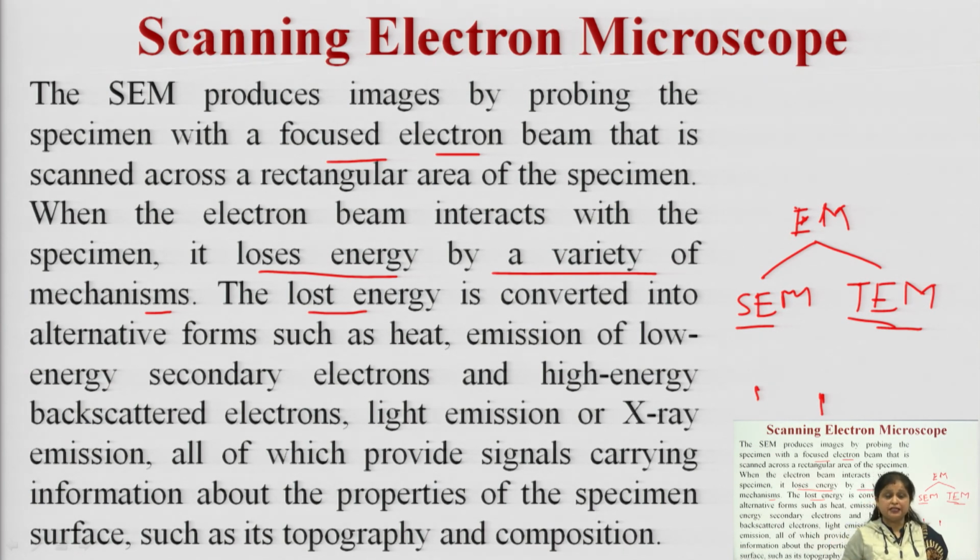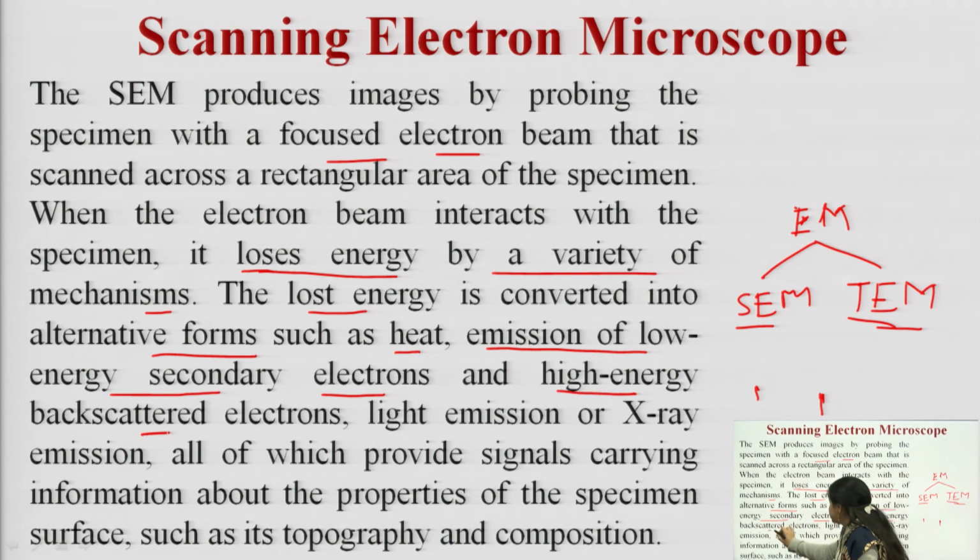When the electron beam interacts with the specimen, what will happen? It will lose its energy, and the lost energy is converted into alternative forms. What are those forms? First is heat, second is the emission of low energy secondary electrons, and third is high energy back scattered electrons. So the lost energy will be converted into these three forms.